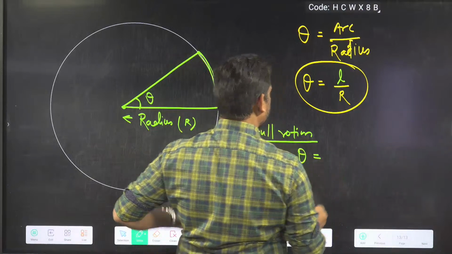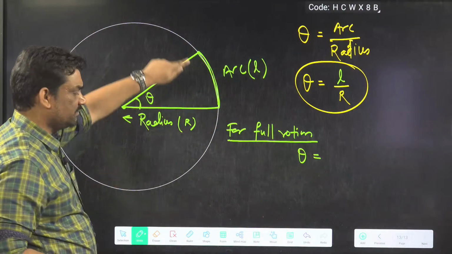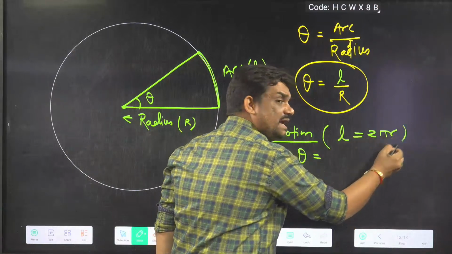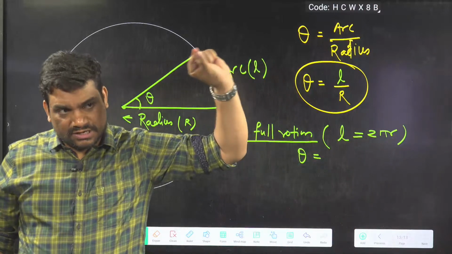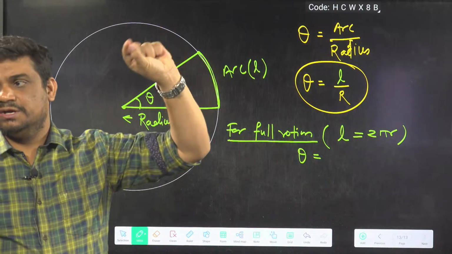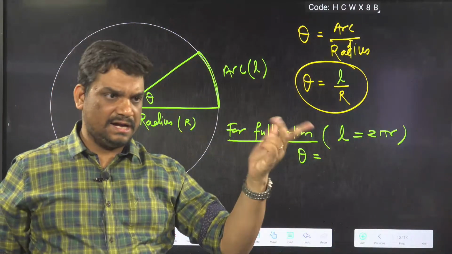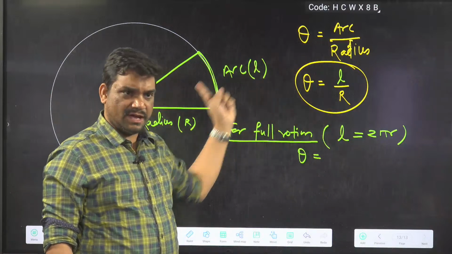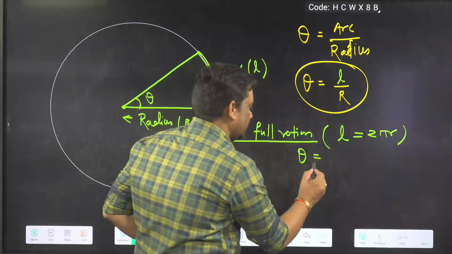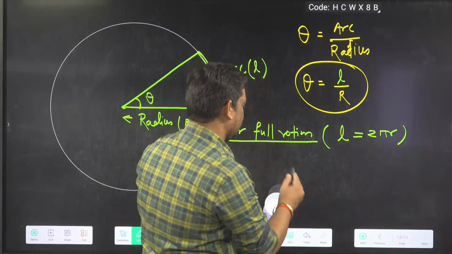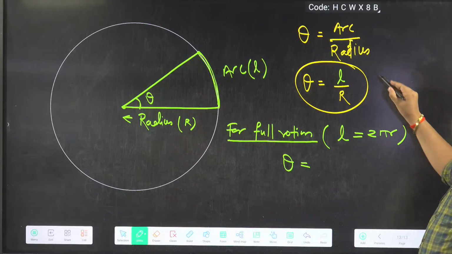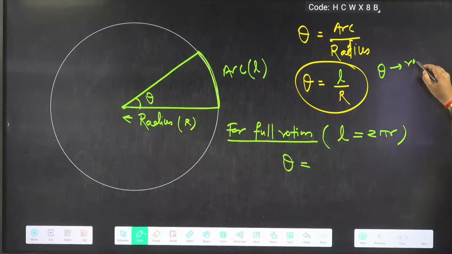In the full rotation, how much length will be there? In full rotation the total length is going to be 2 pi r. Yes, 2 pi r. Then theta will be equal to, when you are using theta equal to arc by radius, then theta is always in radian. You have to take it always in radian.